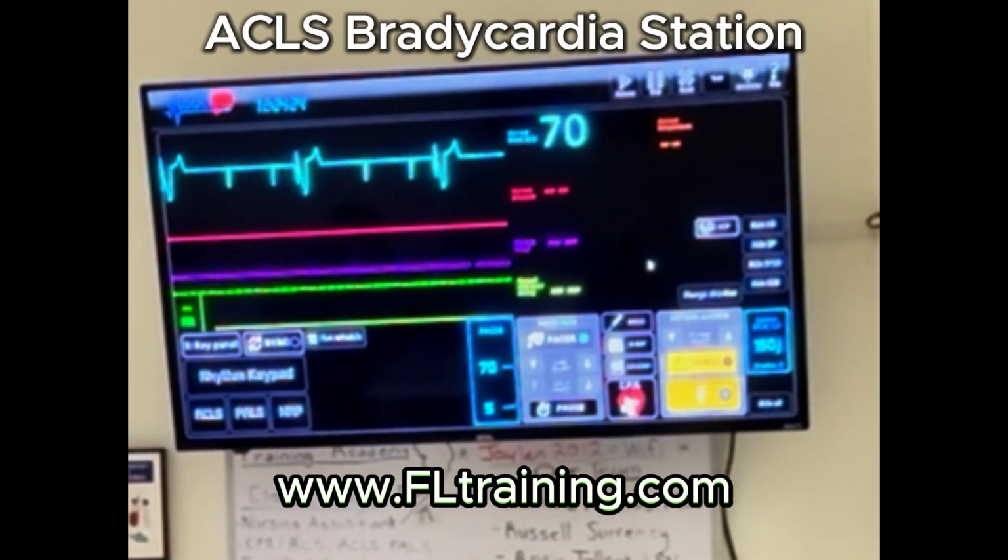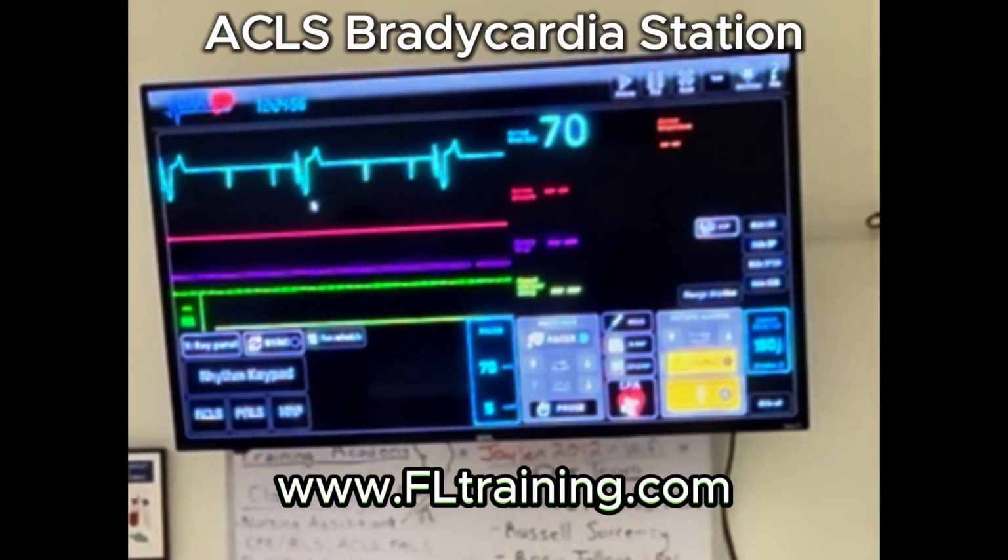Here we have pacer spikes, but as far as contractions, we only have 3. So this person's heart rate is not 70. If this is a 6-second strip, what's their heart rate? It's lower than. So 1, 2, 3 times 10. What's the heart rate? 30. 30. So even though we have put on the transcutaneous pacemaker, it's not capturing.